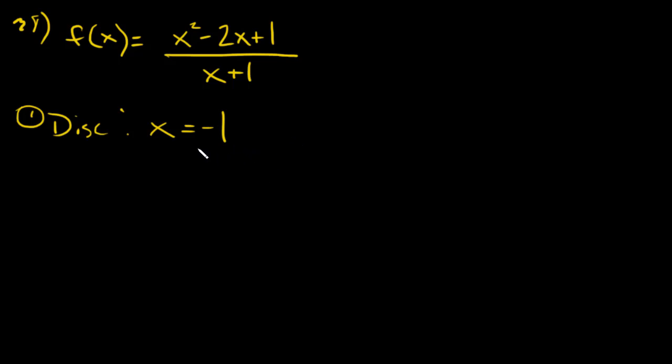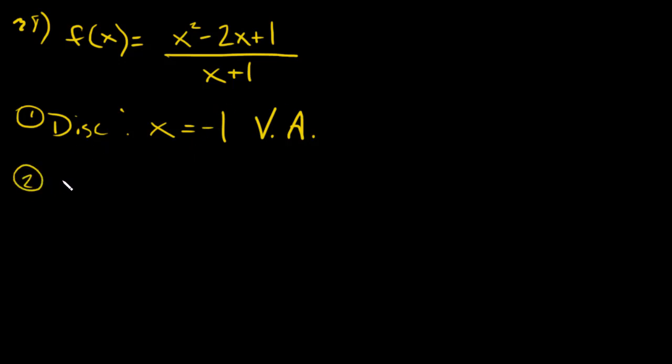Now, what kind of discontinuity do we have? Well, if I plug -1 in, the bottom goes to 0, the top goes to 1 plus 2 plus 1, which is 4. So the top does not go to 0. So bottom goes to 0, top doesn't. That's a vertical asymptote, right at x equals -1. And that's going to help us a lot when we graph this.